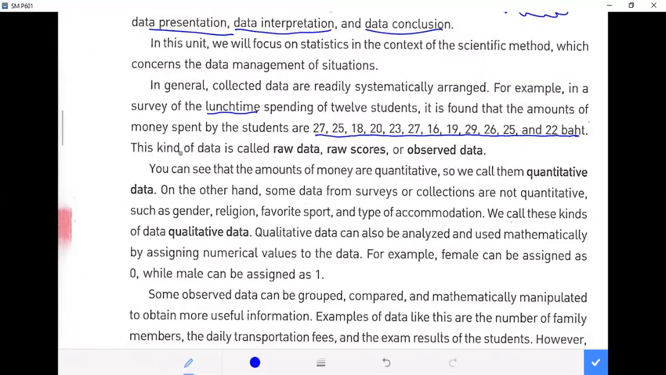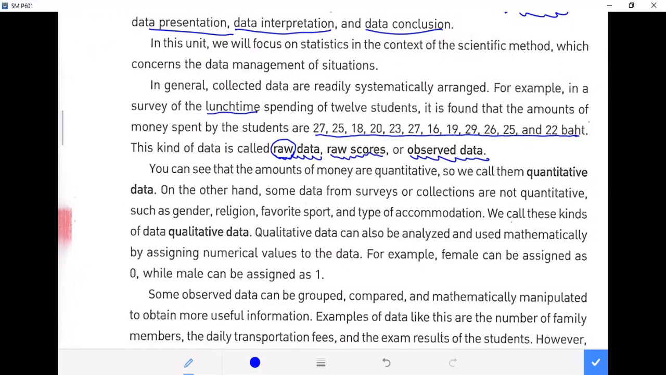And then we call this kind of data raw data, raw scores, or observed data. When something is raw, it means it's really fresh, really new. Nobody has ever touched it before. Raw.